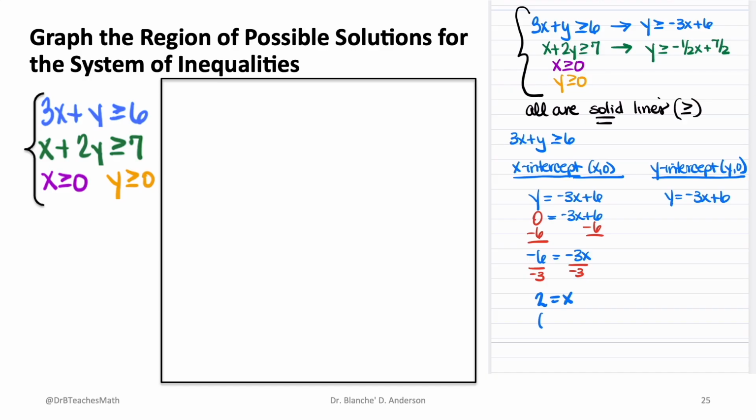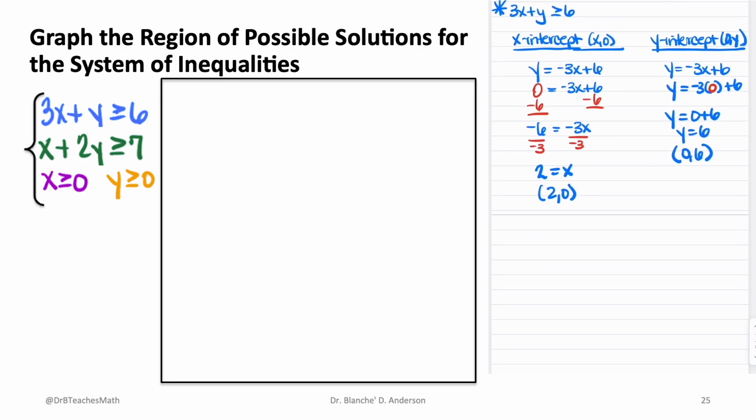Okay, so this is going to be the point 2, 0 for this graph. And then over here, set x equal to 0. Negative 3 times 0 is going to be a 0. So this is going to be 0 plus 6, which is just going to be 6. So we have this point 0, 6. Okay, so that's the x-intercept and the y-intercept for the first line, first linear inequality. Let's do this next one.